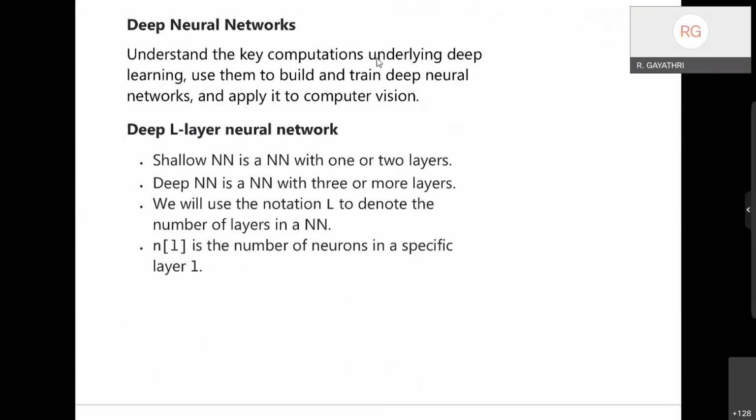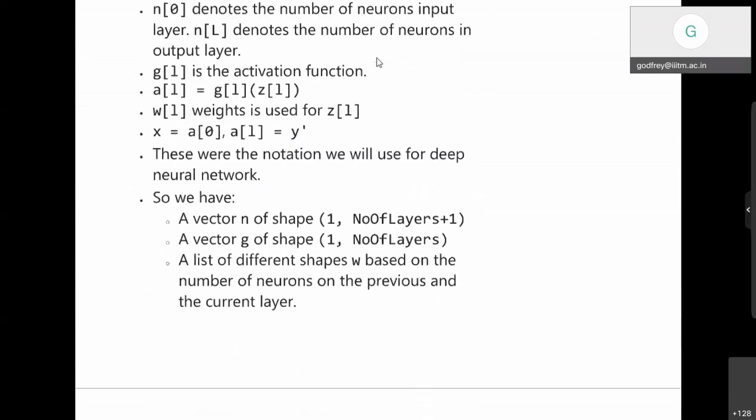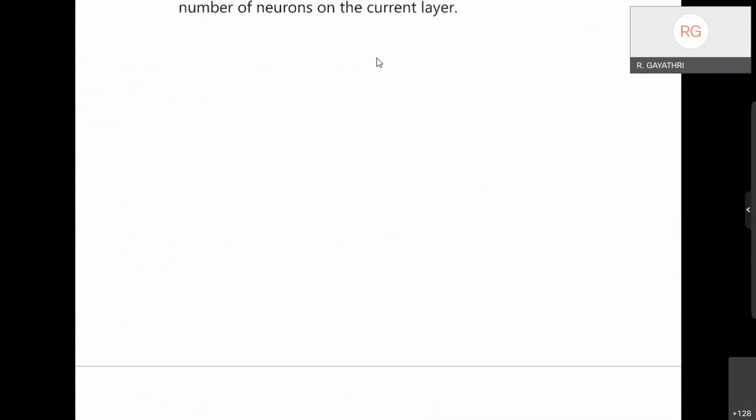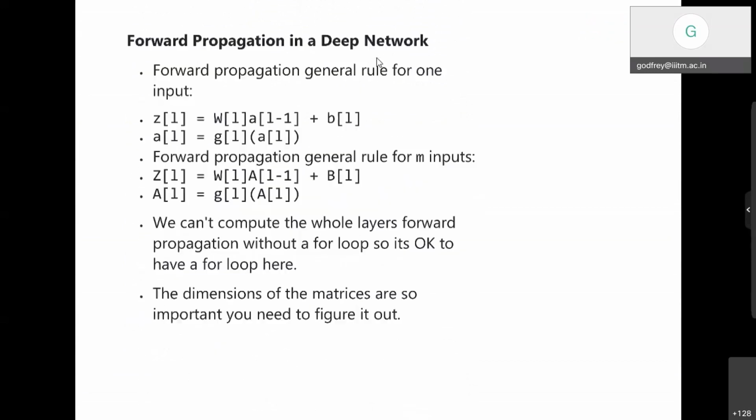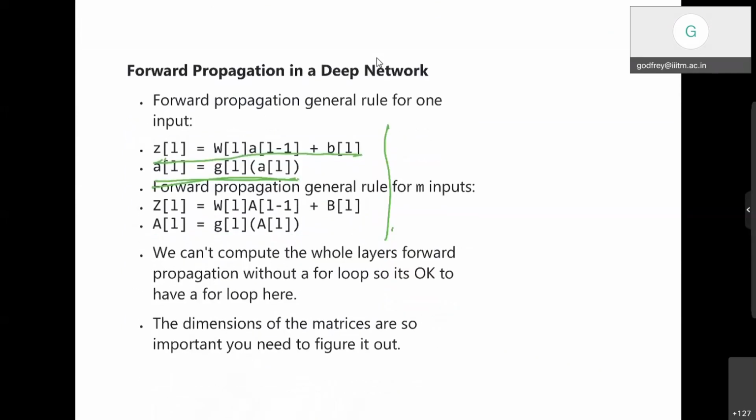Now we come to the next thing, which is with respect to an L layer neural network. With respect to an L layer neural network, the forward propagation is going to be in this manner, similar to what we saw. So we are going to have Z equal to W times A plus B, where A is A of L minus 1. Then we are going to have G of Z.